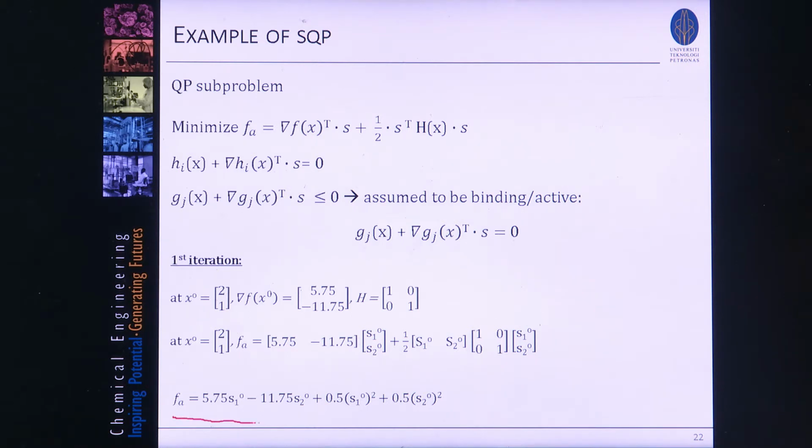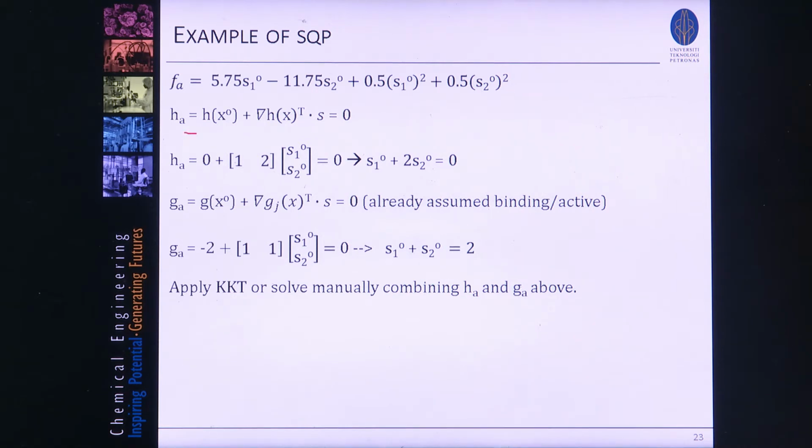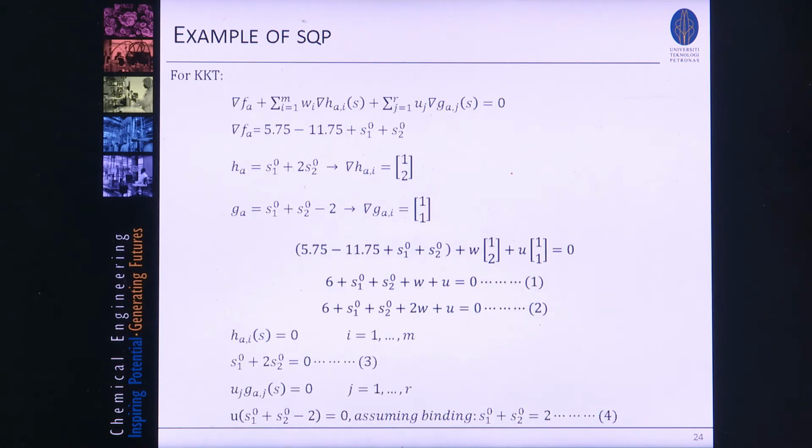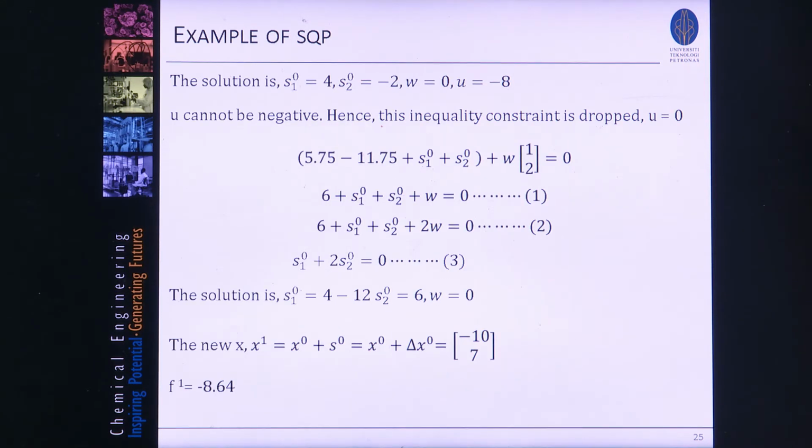And then we get this as the function of s, and then h, this, and then g, which is this, and then KKT. Apply KKT, or solve manually, combining h and g above. You can solve for s1 and s2. For KKT, for example, you have this equals 0, that one, this one, and then if you assume binding for j, that means this one equals 2, and then we solve all of these equations together. We get s1 equals 4, s2 equals -2, w equals 0, and u equals -8. Since u cannot be negative, this inequality constraint is dropped, so u has to be equal to 0. And then we solve it again, and we get this new number, and then this new f.